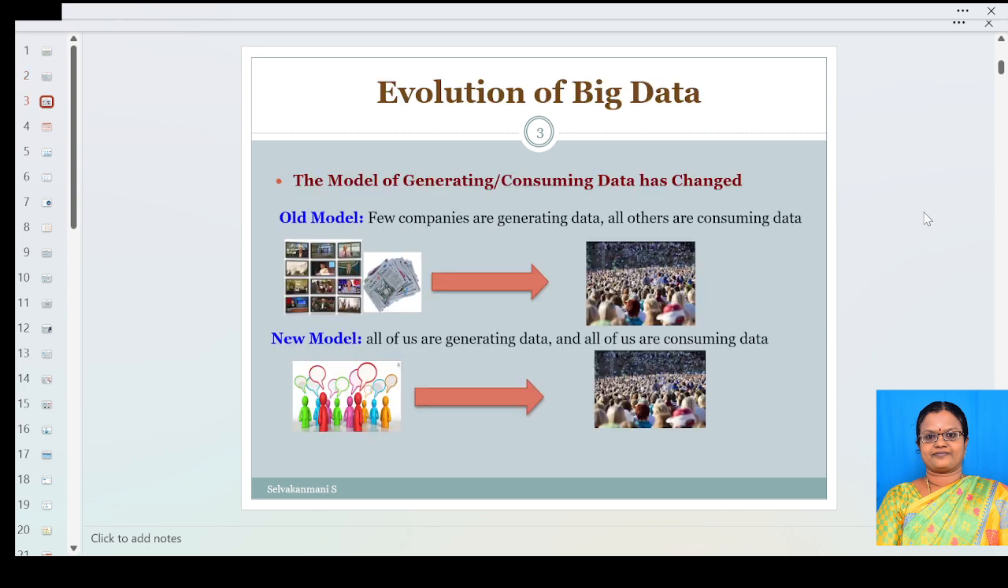So the evolution of big data: if you see in the earlier days, there were few companies producing some data and others were consuming it. But these days we can see that all of us are generating data and all of us are consuming it at various times, at any time, anywhere.